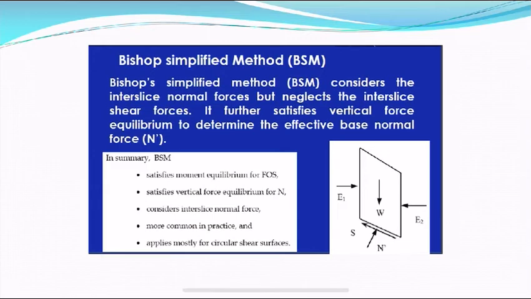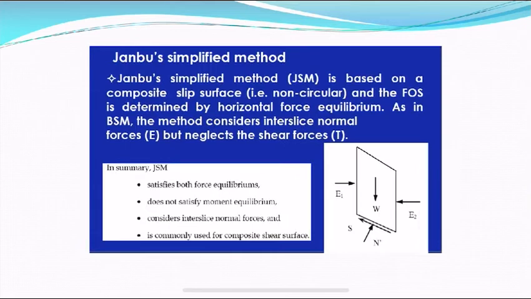Further, we also discussed the Janbu simplified method, which is based on a composite slip surface, and the factor of safety is determined by horizontal force equilibrium. Here both horizontal and vertical force equilibriums are satisfied, and it does not satisfy the moment equilibrium. The Janbu simplified method does not satisfy the moment equilibrium. It considers the interslice forces E1 and E2 like Bishop's, and it is commonly used for composite slip surfaces.